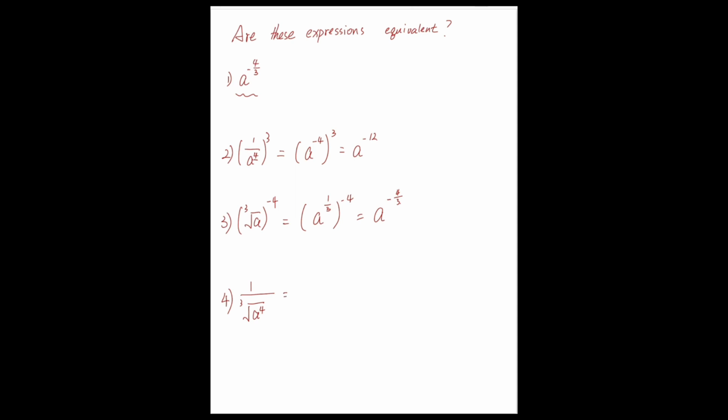How about number 4? Number 4 is a to the power of 4 over 3, and then we need to flip the fraction, so it's a to the negative 4 over 3. So 1, 3, 4 are equivalent, and number 2 is different.